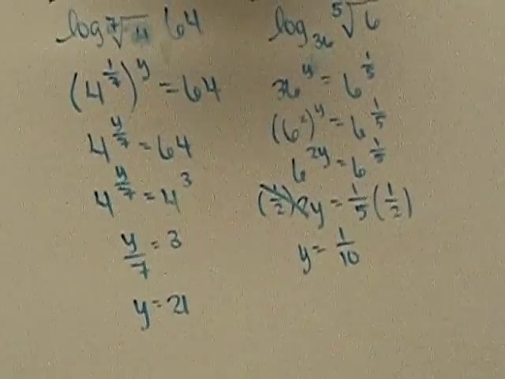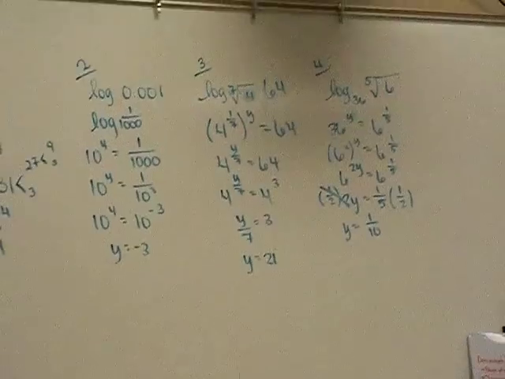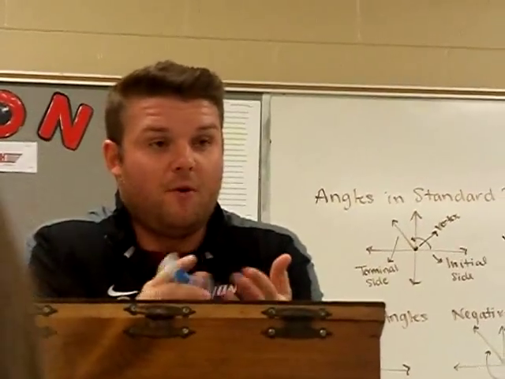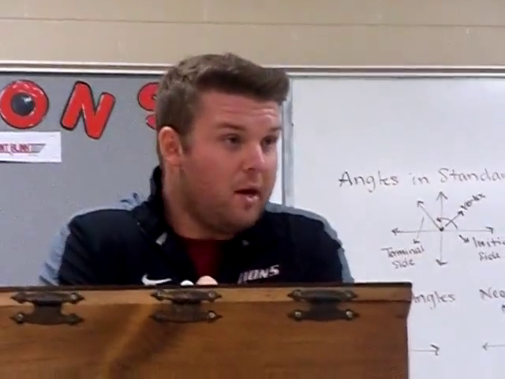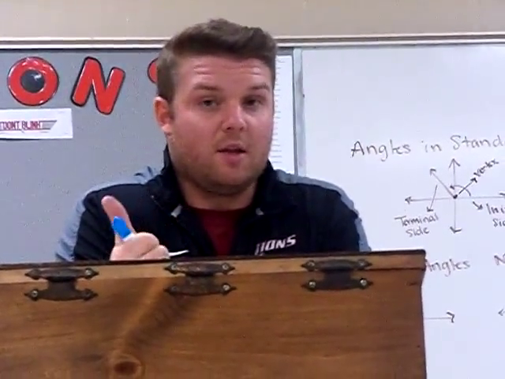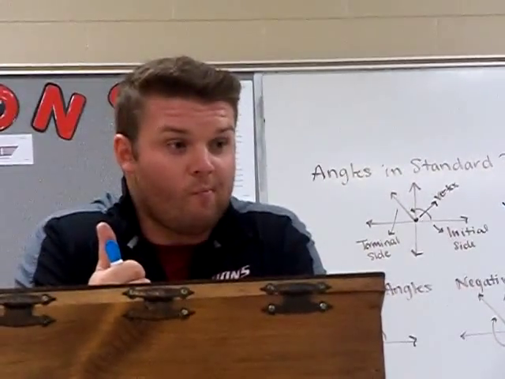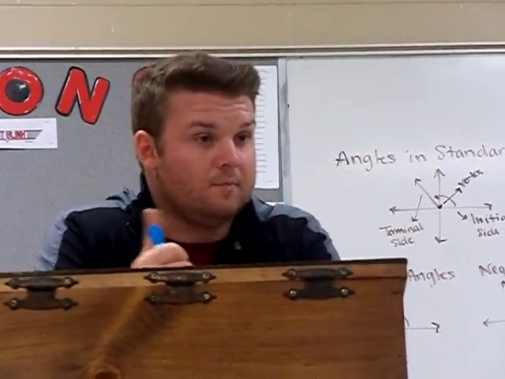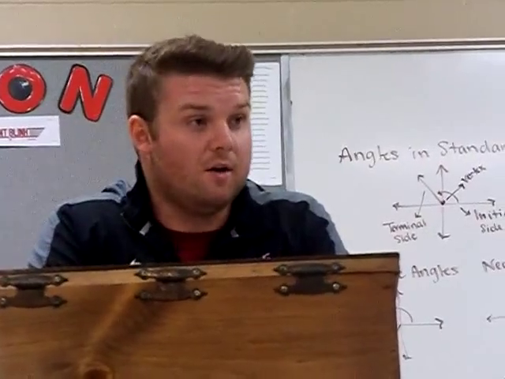Number 5, now number 5, you don't have to work anything. If you're raising a base to some logarithmic exponent, if the big base equals a small base, then the answer is whatever you're taking the log of. So number 5, the answer is 1. Does that make sense? If the big base equals a small base, the answer is whatever you're taking the log of.